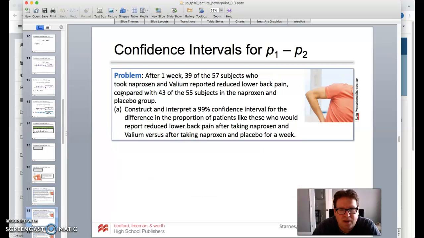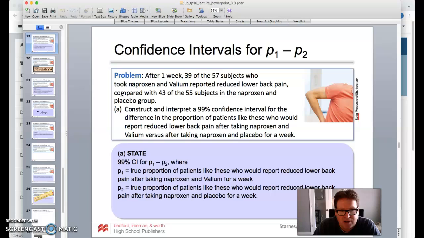All right, so here we go. Let's take a look at how we would construct and interpret our 99% confidence interval. Let's use our four-step process here. So let's state it. We want to find a 99% confidence interval for the difference in the proportions of those who had the different treatments.